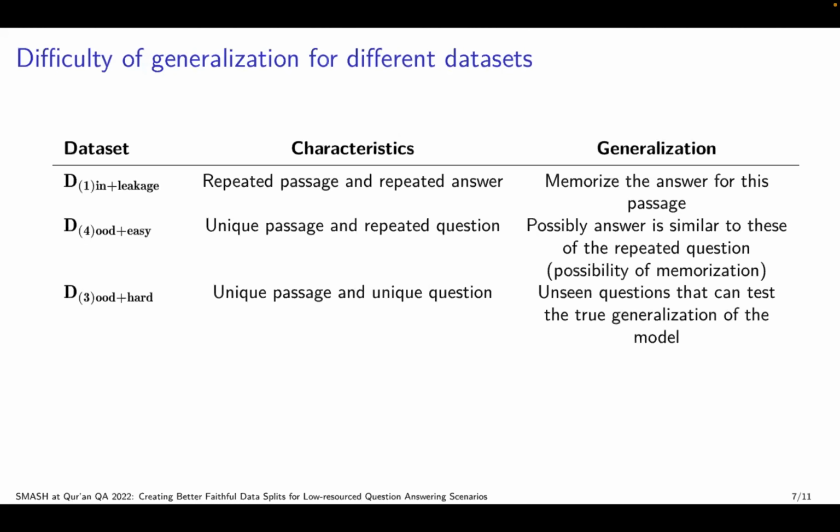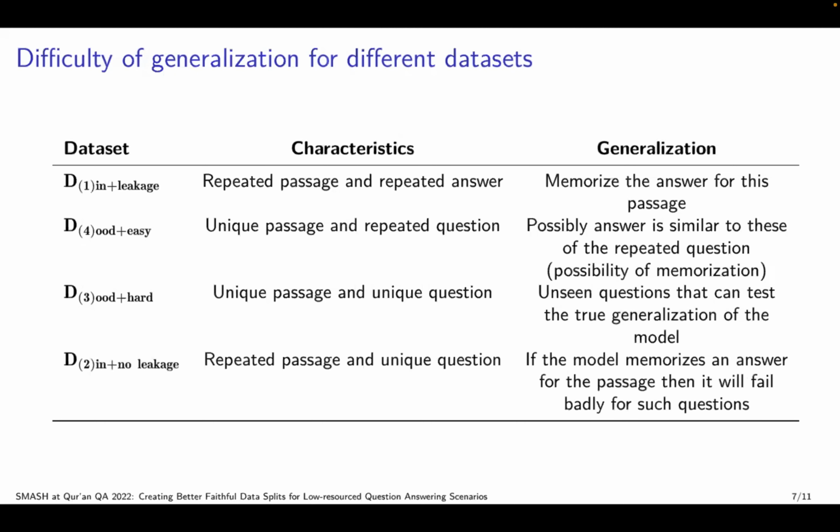For the third one, it's a unique passage and a unique question. So these are clearly unseen questions for passages that are unseen as well. So we can use them to test the true generalization of the model. And for the last type, it's a repeated passage, but a unique question, which means that the question is new to the model. So if the model actually memorized an answer for this repeated passage, then it will fail badly for such questions, because it's a unique question, which implies most probably it needs completely different reasoning and a completely different answer. So we would say this is the most challenging dataset for the model.